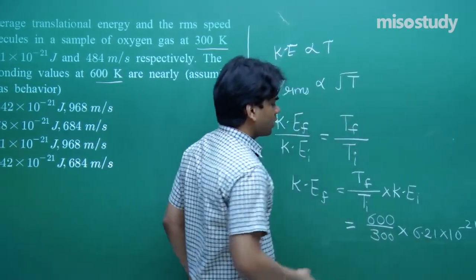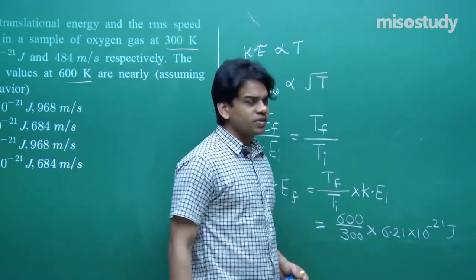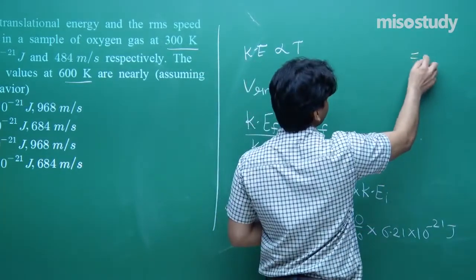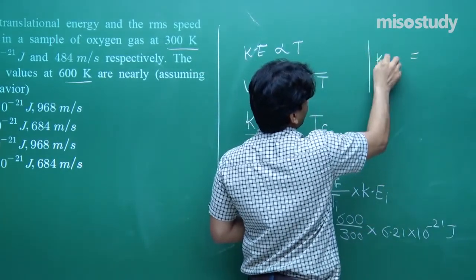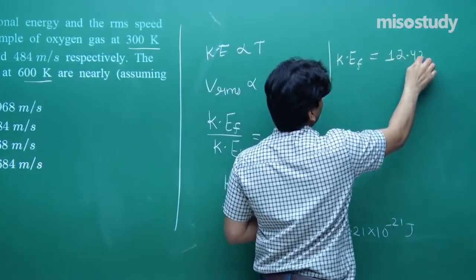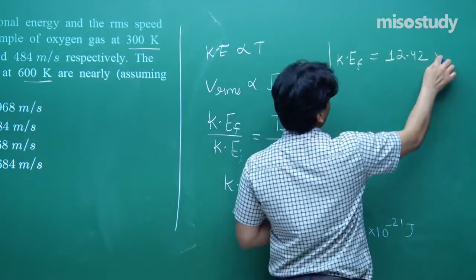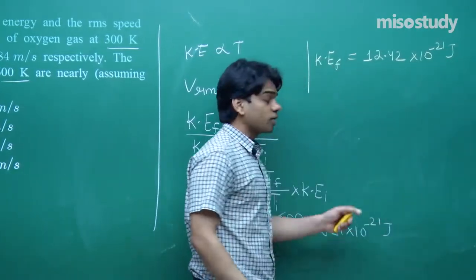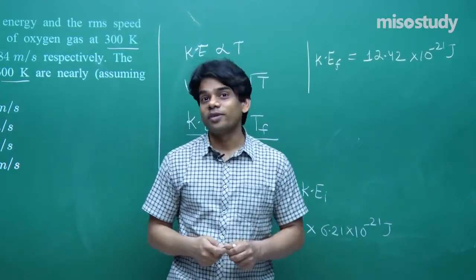This is what has been given. Clearly you can see this, just twice the initial kinetic energy will be the answer. It will be 12.42. The final kinetic energy will turn out to be 12.42 × 10^-21 joules. This is what you will be obtaining for the final value of kinetic energy.